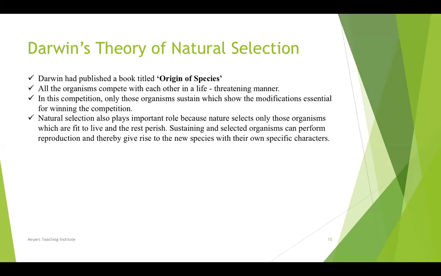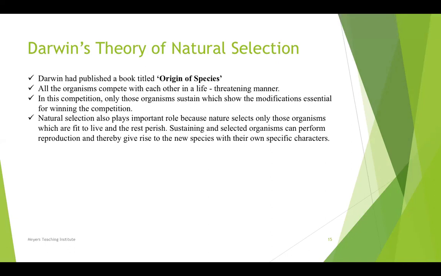While explaining the concept, Darwin says that all organisms reproduce prolifically. All organisms compete with each other in a life-threatening manner. And during this competition, only those organisms who sustain and show modifications essential for them to win in the competition, and thus by natural selection, would be the ones fit to survive, while the rest would perish. Sustaining and selected organisms can perform reproduction and thereby be the ones to survive over a longer duration of time.